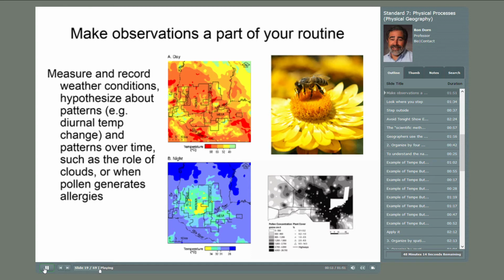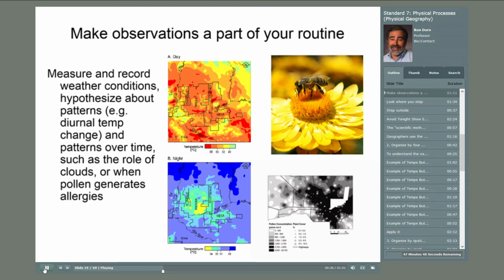For example, you can measure and record weather conditions at your home or at a school site and hypothesize about the patterns that you see. For example, the simplest pattern are the diurnal, or the daily temperature changes. If you look at the map on the left, it's a map of temperatures during the day in different parts of metropolitan Phoenix, and then at night.